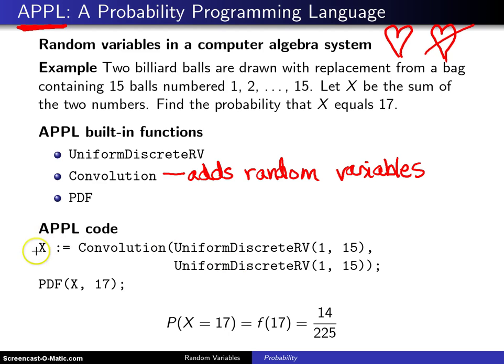That gets added up, and the distribution of x, of course, can run anywhere from 1 plus 1 is 2, all the way up to 15 plus 15 is 30. And then we ask, what is the PDF of x evaluated at 17? In that case, the probability x is equal to 17 is the probability mass function of the sum at 17, and that turns out to be 14 divided by 225. This is not Monte Carlo. This is an exact solution, and it's done in APPL using Maple as a base language.